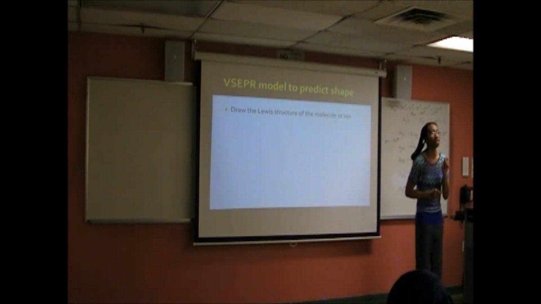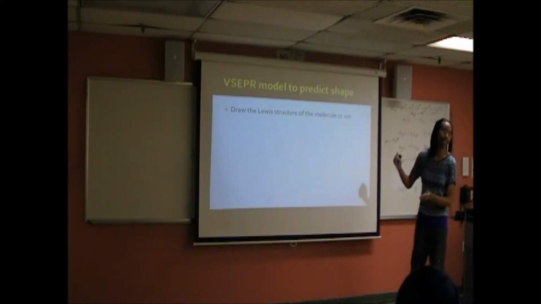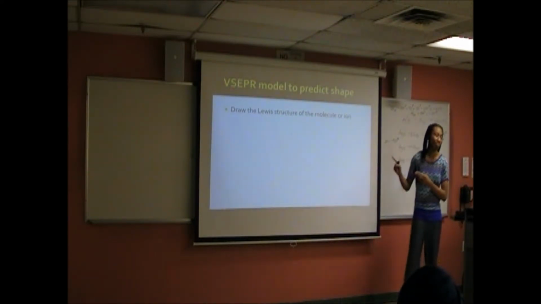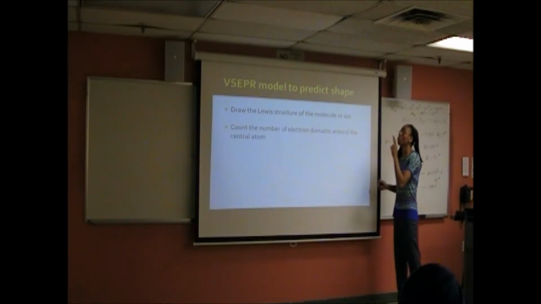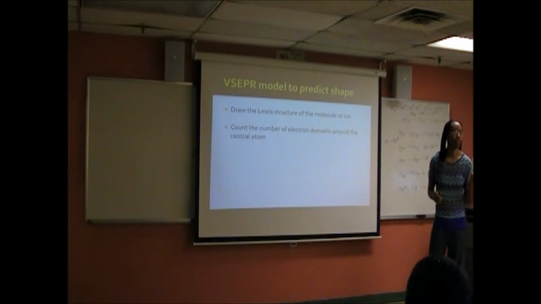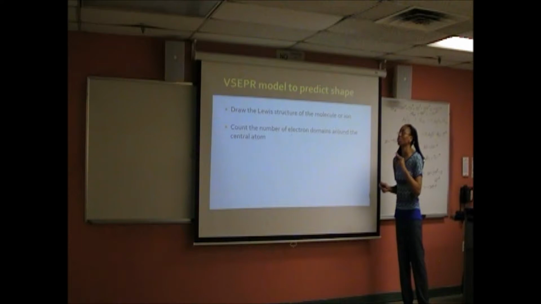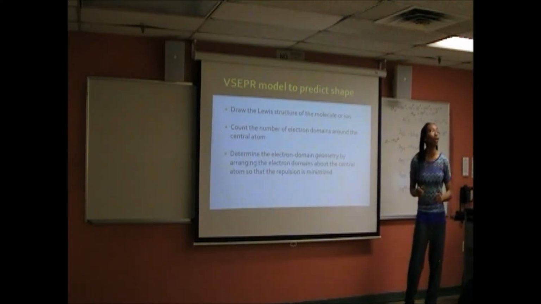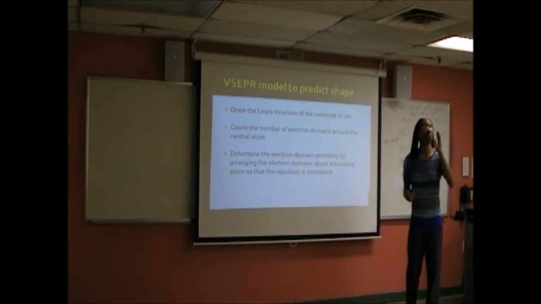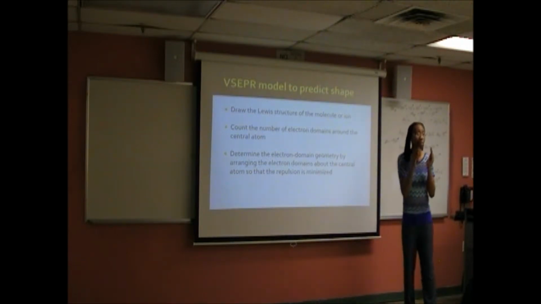VSEPR. How do we predict the shape of a molecule using VSEPR? The first and foremost thing you must do is draw the Lewis structure. Once you have drawn the Lewis structure, you count how many electron domains you have. That is going to give you the family. Then you pick how many bonding pairs and how many non-bonding pairs you have, and that identifies the member that you are.